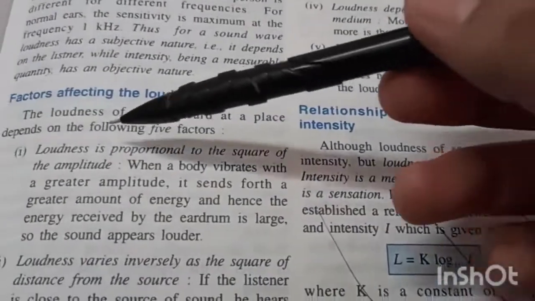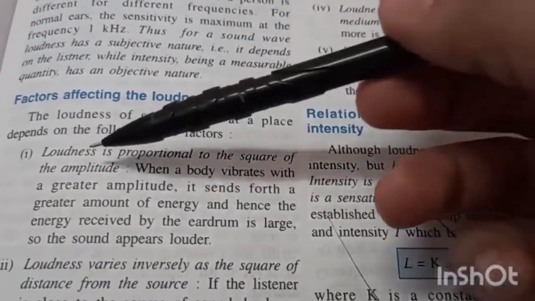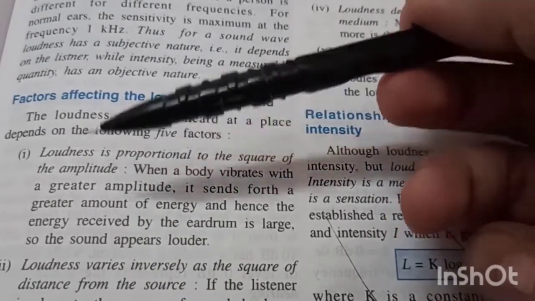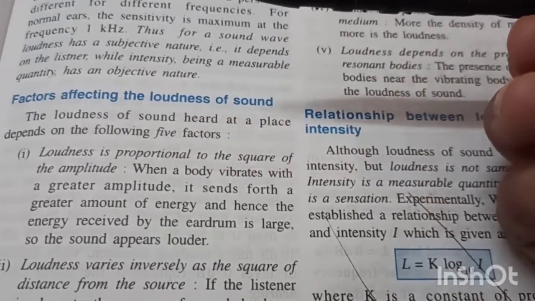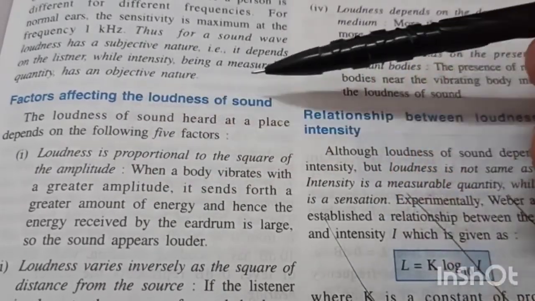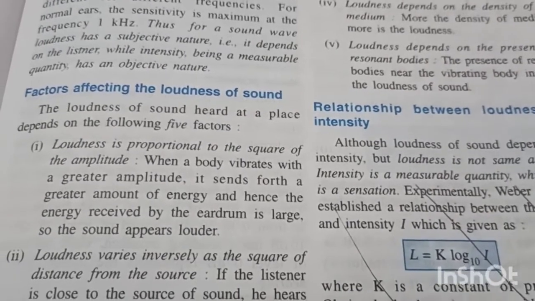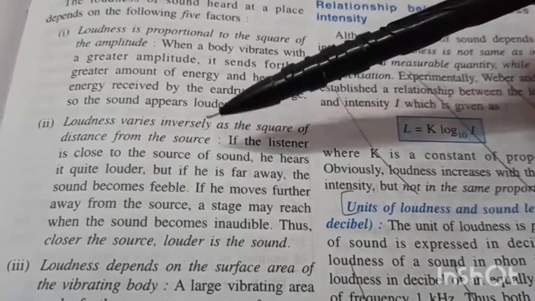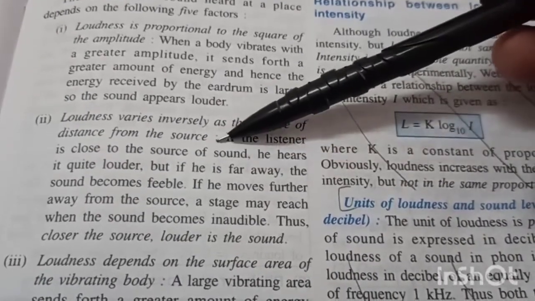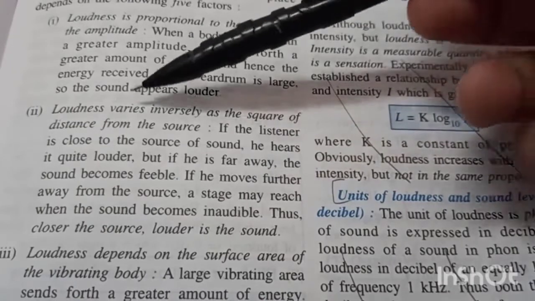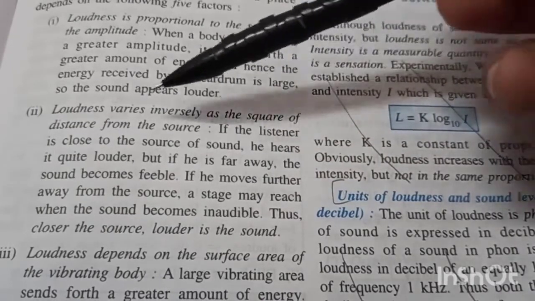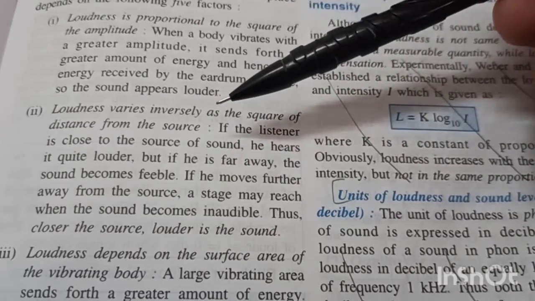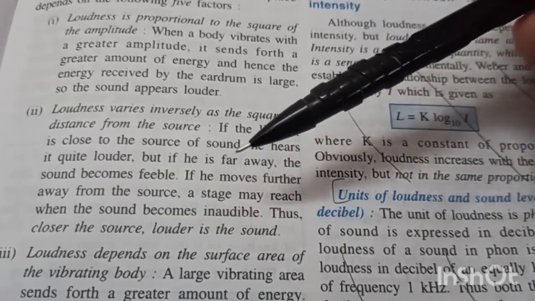Mathematically, loudness is proportional to the square of the amplitude. So if the amplitude doubles, loudness will quadruple, and so on. So that was the first factor affecting the loudness of sound. There are some other factors also which affect the loudness. It depends on how far the source is. The farther away the source of sound is, the fainter is the sound. It is inversely proportional to the square of the distance of the source. So if the source is twice as far away, then the loudness will become 1/4 of the original loudness.